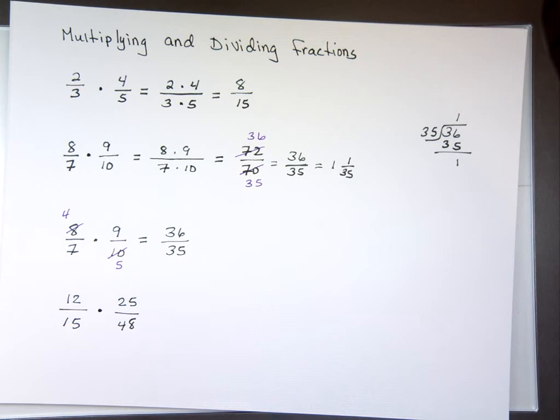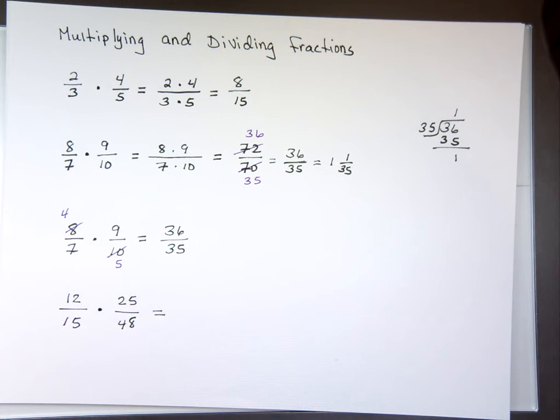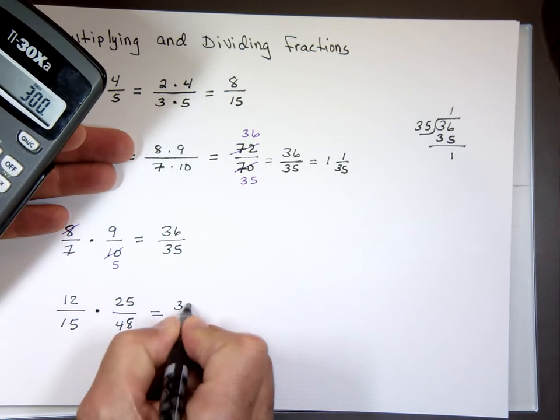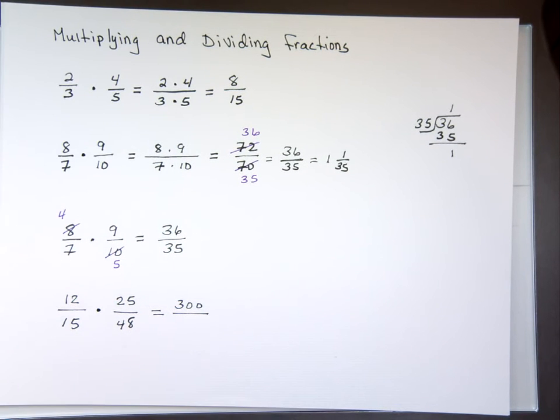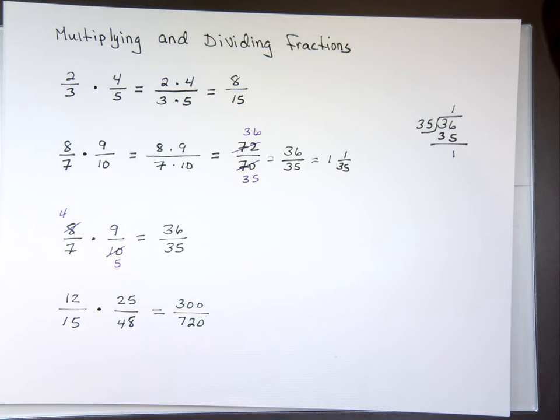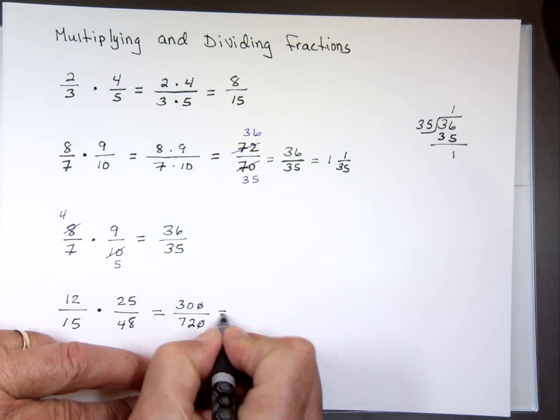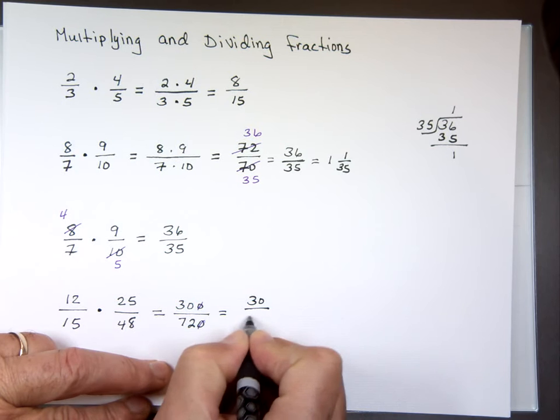I could multiply the numbers. Notice I could go 12 times 25, and I'll cheat here. I'm going to use a calculator here. 12 times 25, which is 300, over 15 times 48, which is 720. And now I'll try to simplify it. Notice I lucked out because I can cancel the zeros here. I will have what? 30 over 72.